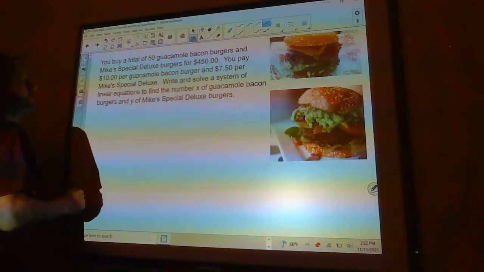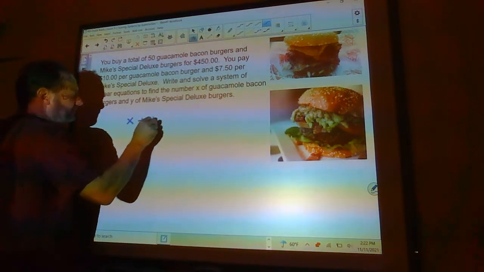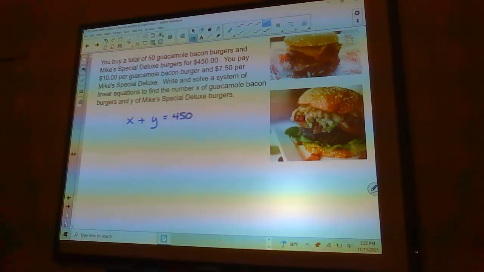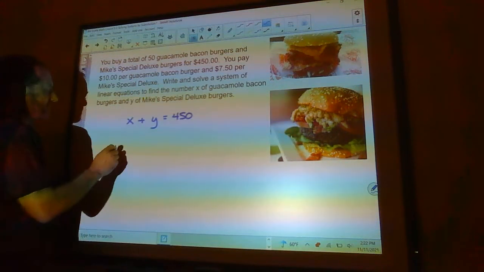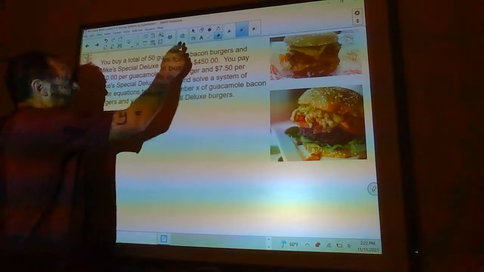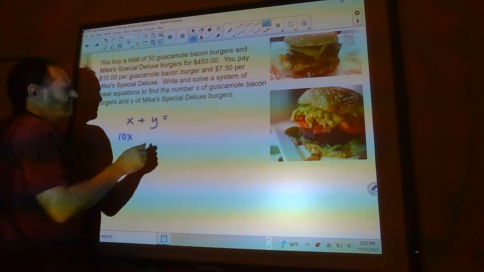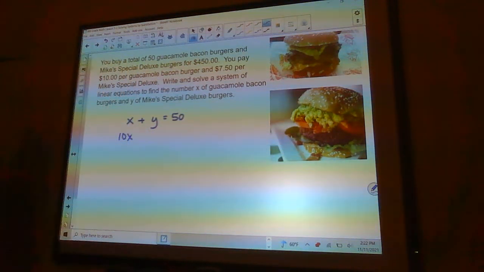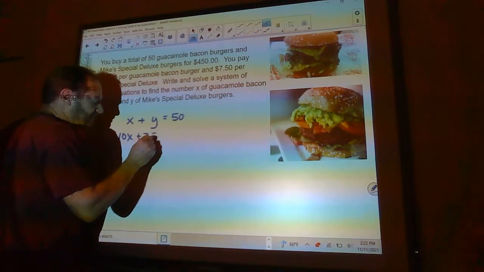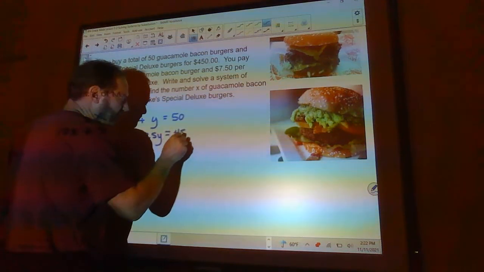Here's the thing we know. We buy some guacamole bacon burgers, and we buy some Mike's Special Deluxe. We know we buy 50 of them total. Okay, there you go. Now we spend $10 per guacamole bacon burger, so that's 10x, plus $7.50 for each Mike's Special Deluxe. That's 7.5y. That's what equals $450.